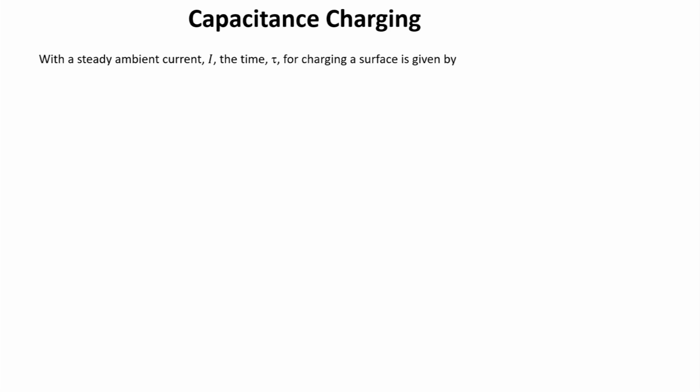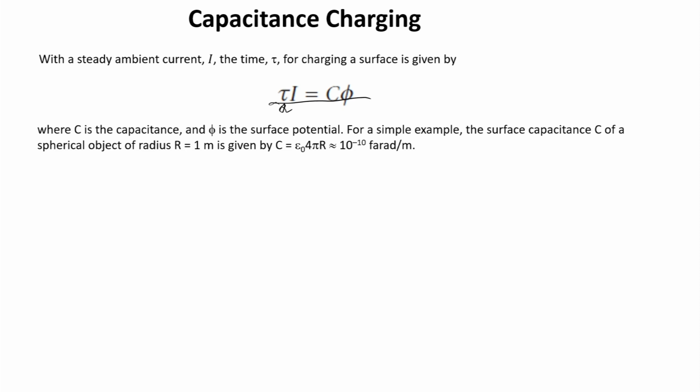Now, we will see what capacitance charging is. If there is a steady ambient current I, the time tau for charging a surface is given by tau I equals C phi. So, what is tau I? It is basically the charge, because dq by dt, or q by tau, is I. So I can write it like that. This is capacitance multiplied by the potential, where C is the capacitance and phi is the surface potential.